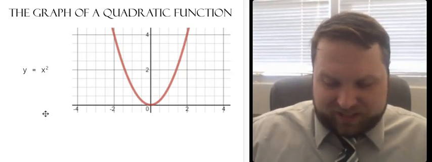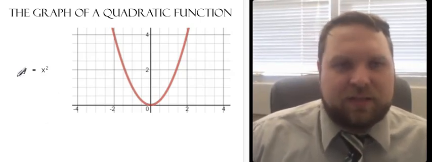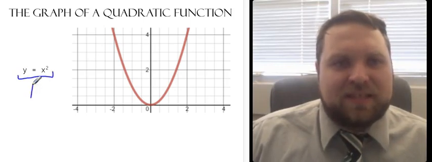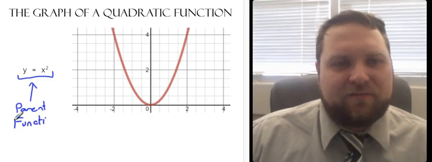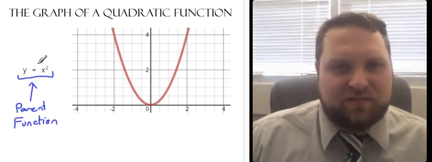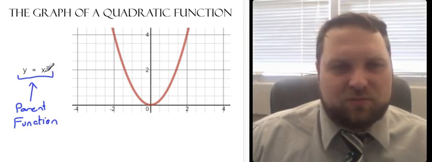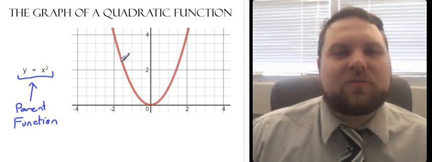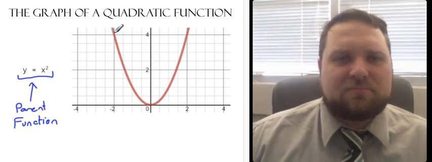So here's the graph of y equals x squared. This is a particularly important equation because this is what's called the parent function of quadratics. And the reason it's called the parent function is that this is the simplest version of a quadratic. And just by changing this equation, y equals x squared, we can create the equation and graph of any quadratic. But you can take a look at it.